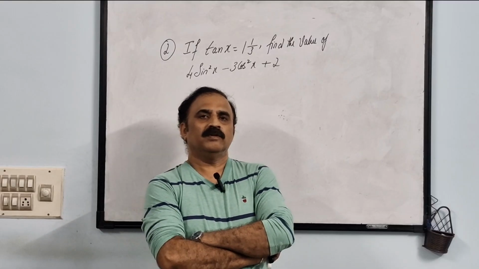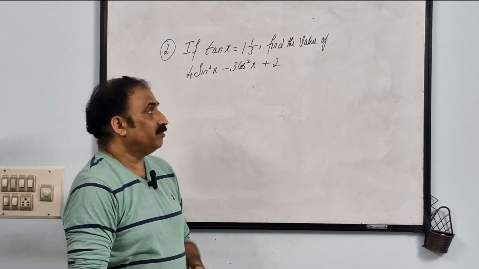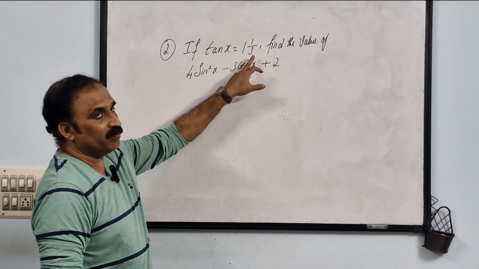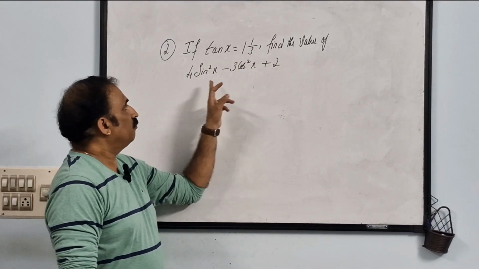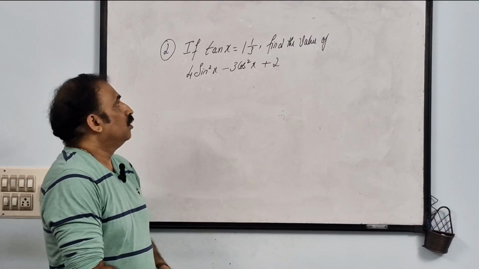We'll continue with the problems of trigonometric ratios. This is the second problem. As I've written on the board, if tan x equals 1 by 3, find the value of 4 sin square x minus 3 cos square x plus 2.